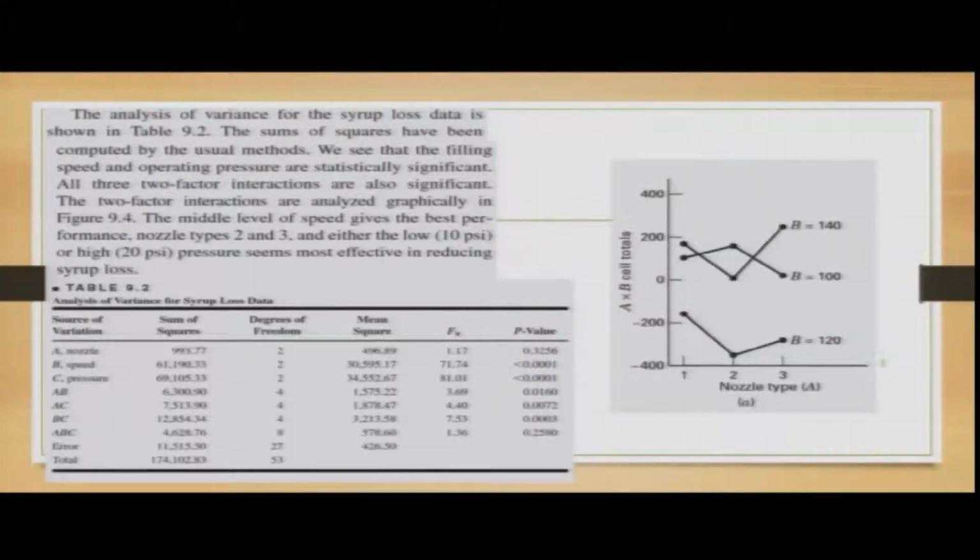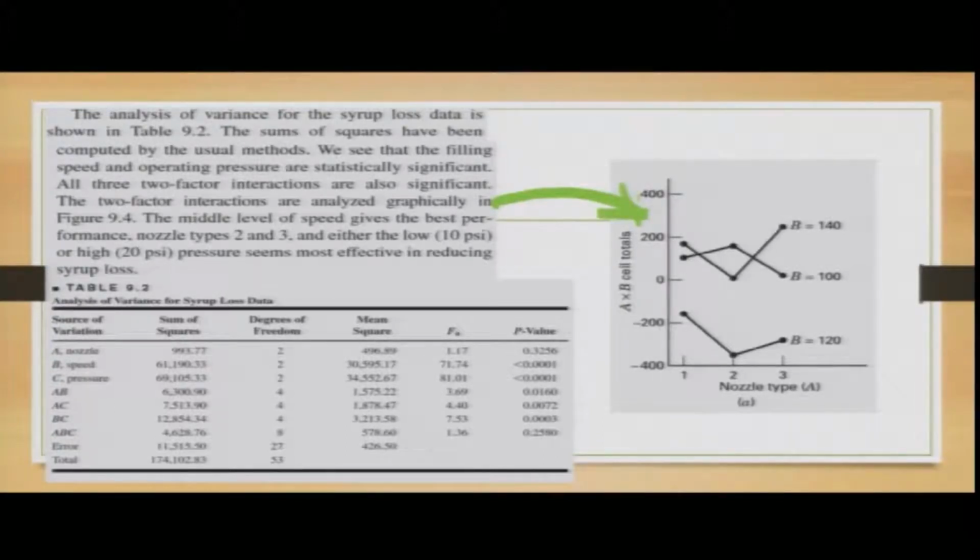The analysis of the variance for the syrup loss data is shown in table 9.2. The sum of the squares have been computed by usual methods. We see that the filling speed and operating pressures are statistically significant. All these two factor interactions are also significant. The two factor interactions are analyzed graphically in figure 9.4, which is the right hand figure, and we will consider that in a little bit more detail.